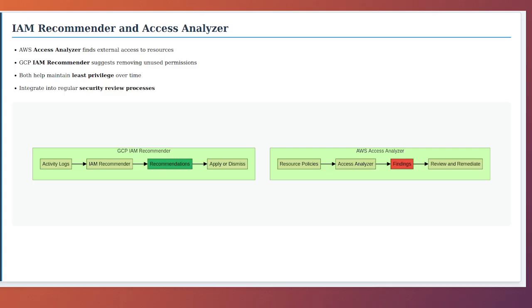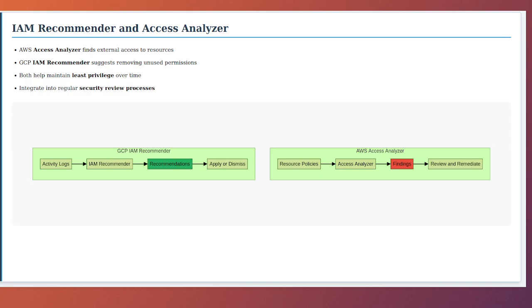IAM Recommender and Access Analyzer. Both cloud providers offer tools to help you identify and reduce excessive permissions, but they work differently. These tools are essential for maintaining least privilege access and identifying security risks in your IAM configurations.